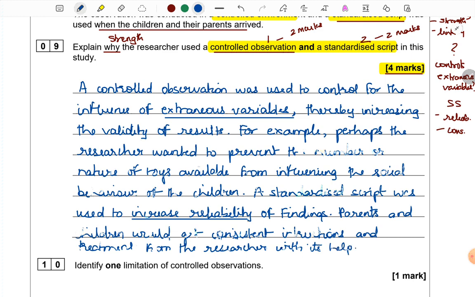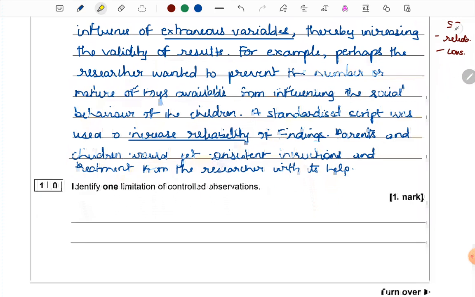Okay, let's look at the next question, which is from the same scenario. Identify one limitation of controlled observations. This is for 1 mark. The command term is identify, and the marks allotted are just one, which clearly indicates that we just have to name one limitation. We do not even need to link it to the scenario. So, no elaboration is required.